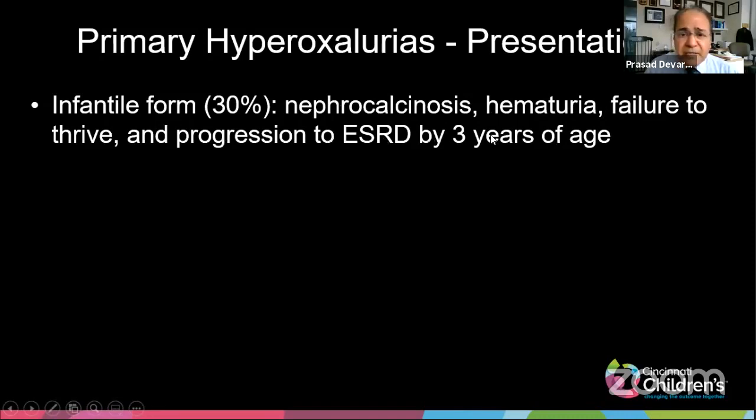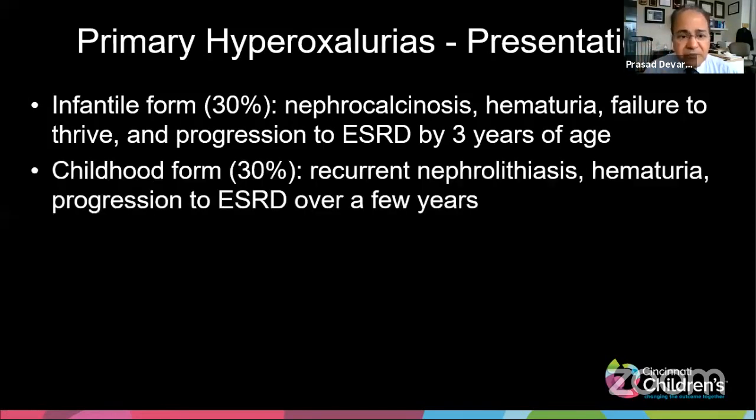By the time we detect this, most of these kids have at least CKD stage 3, some have CKD 4 and 5, and have already progressed to end-stage renal disease. And by the time we make the diagnosis, they already have not only nephrocalcinosis, but also systemic oxalosis. The infantile form is the most explosive form.